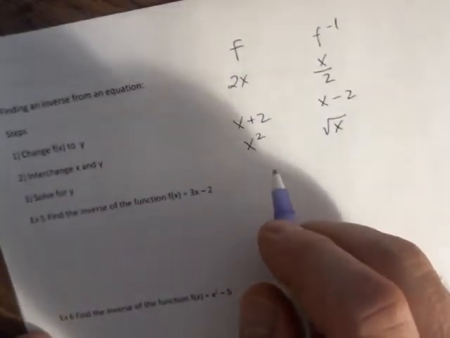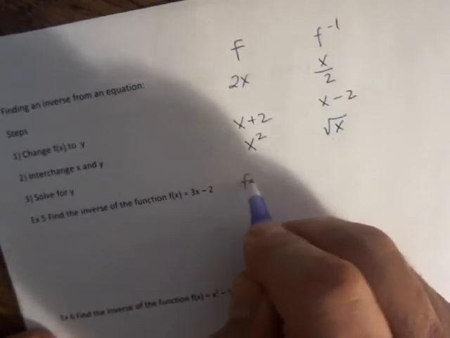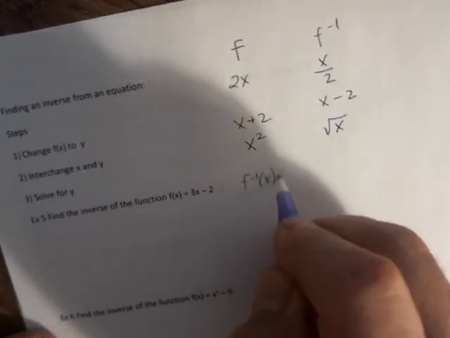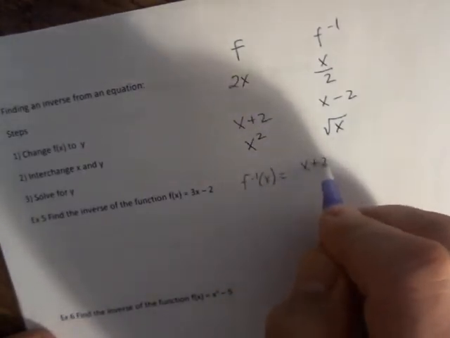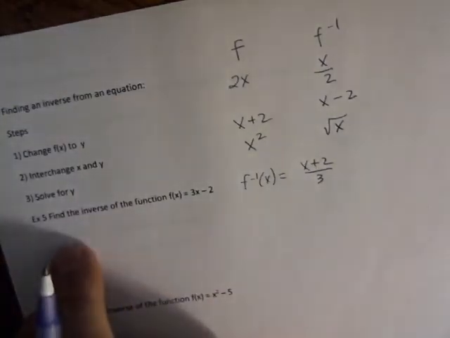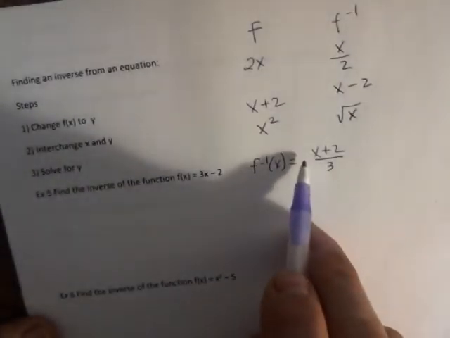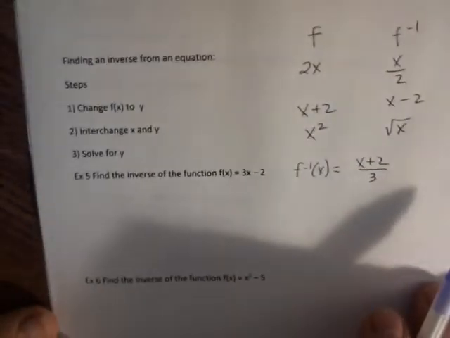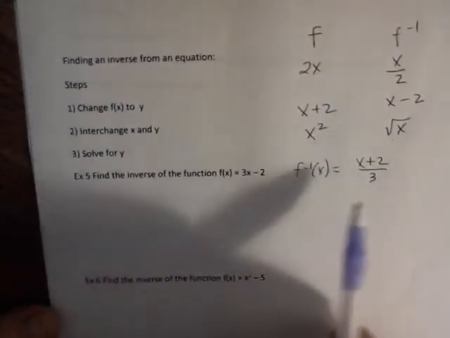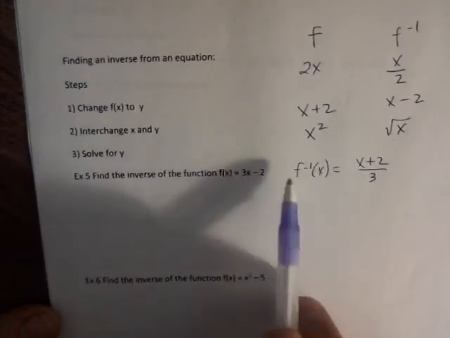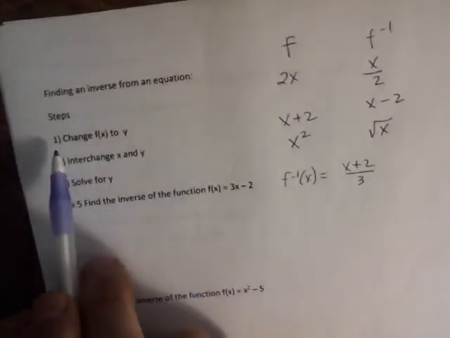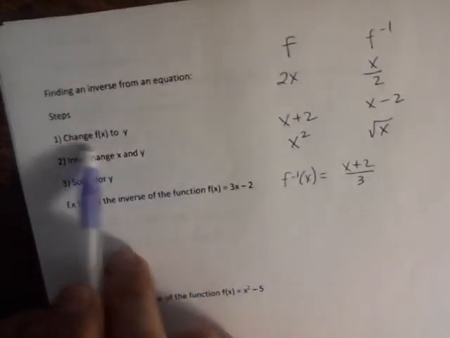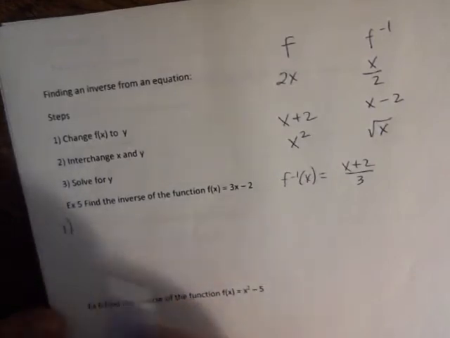So a lot of times you can get the inverse without going through these steps here. But I'm going to show you how we got to this by doing the steps. And the reason why we do these steps is to get an equation we can solve for. So what we do is we first change f of x to y.